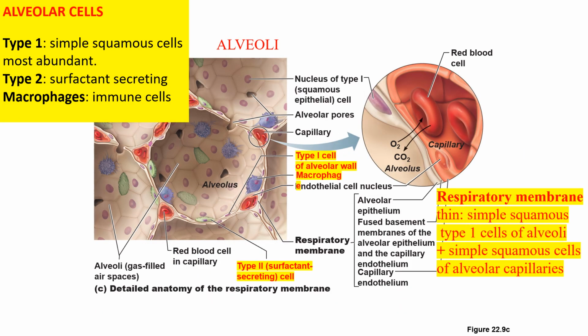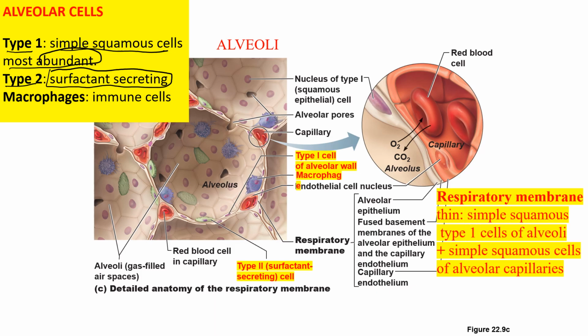This is showing you the cells that make up the alveoli. There are three populations of cells making up the alveoli. We have the type 1 cells, which are the simple squamous epithelial cells that make most of the alveoli. Type 2 cells are special cells that make a soap-like chemical material called surfactant. And we'll see why surfactant is important.